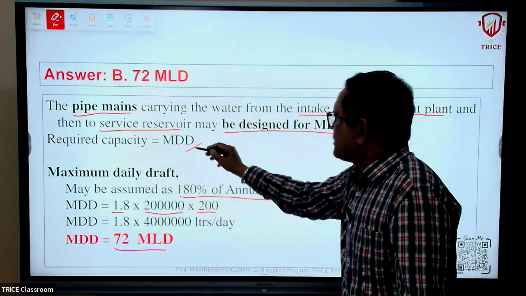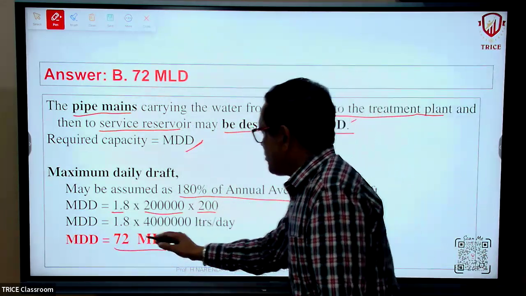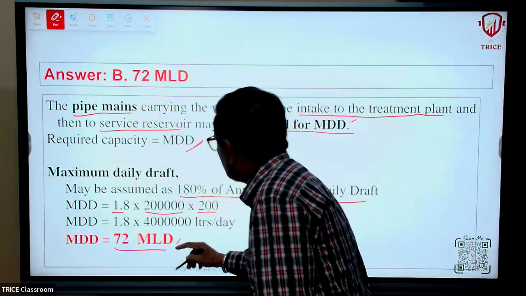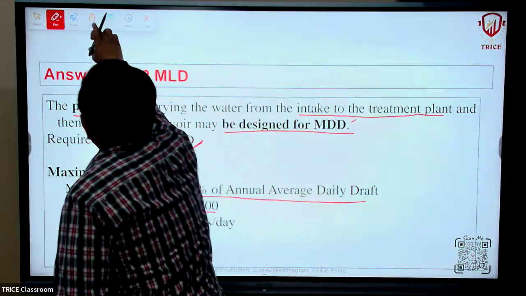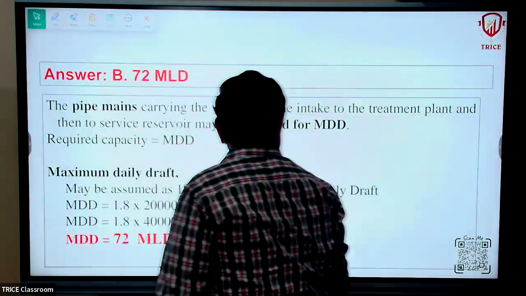So if you multiply these three, you will get 72 MLD. Okay. So what is the required capacity? It is nothing but MDD. What is the value of MDD? It is 72 MLD. Choose the right answer. Answer is B, that is 72 MLD.